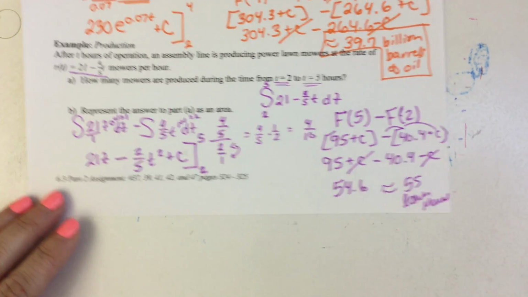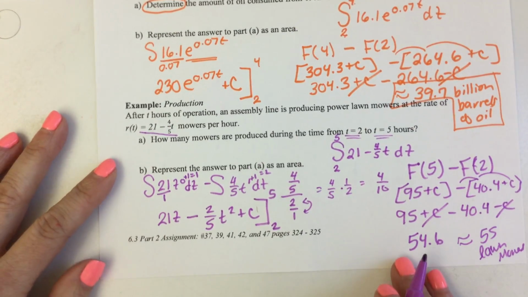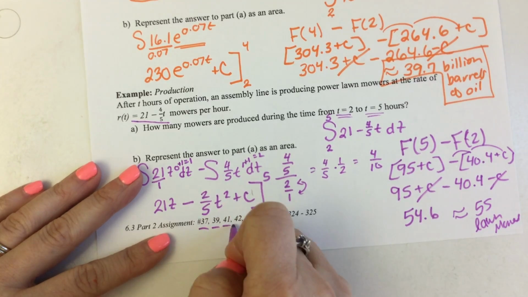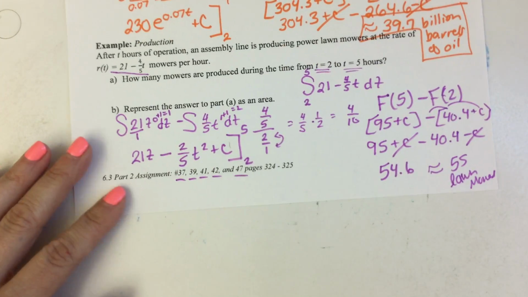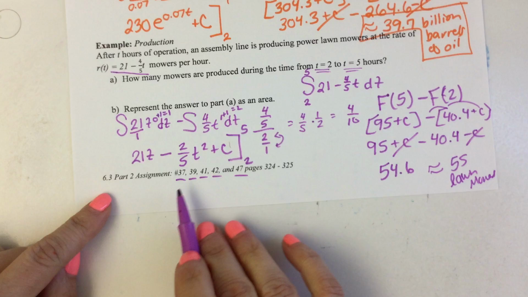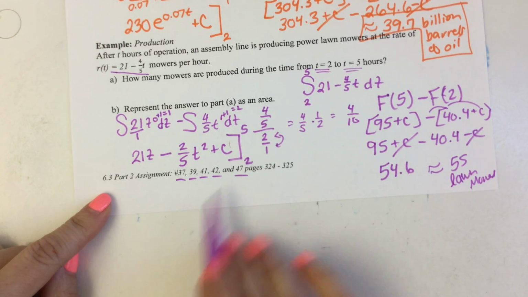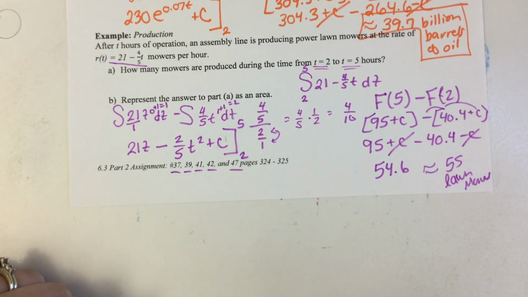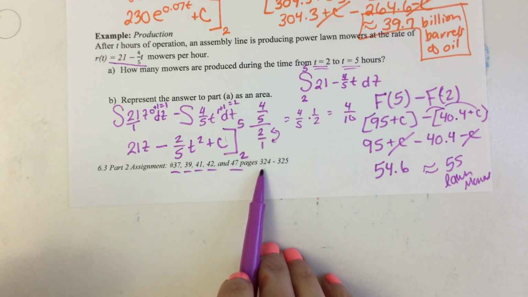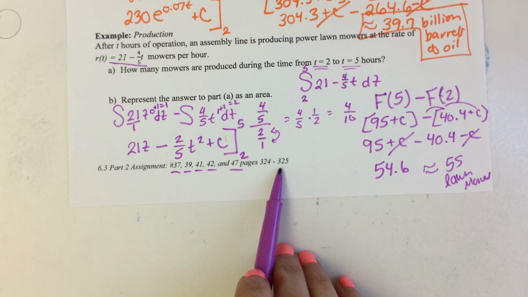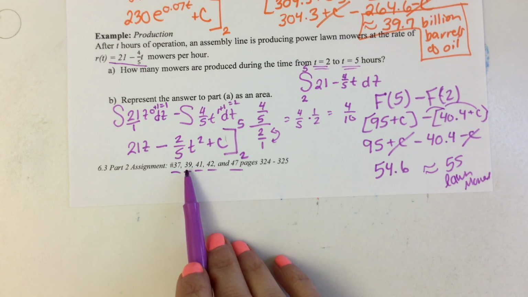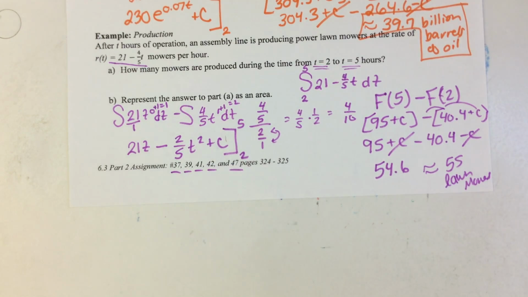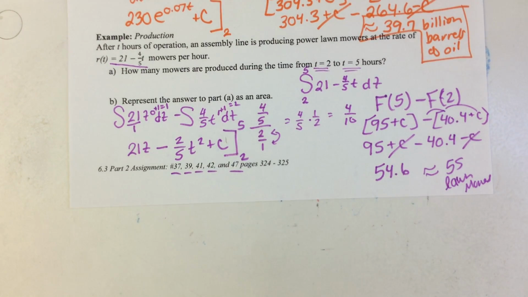Okay, so that's kind of cool. That is what the end of 6.3 looks like if you're working towards your bonus points on the exam when we get to the end of chapter 6. There are just 5 questions out of the book that I feel like are good practice on this skill. So if you want to, go to pages 324, 325 and look at numbers 37, 39, 41, 42, and 47. Hope you had a great time today, and I'll talk to you tomorrow.